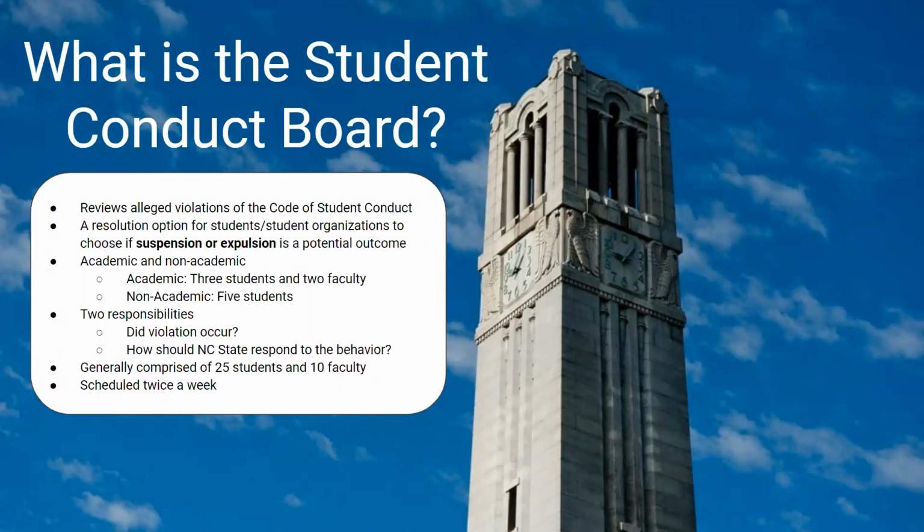Conduct Board members have 2 responsibilities during hearings. First, they must determine if a violation of the Code of Student Conduct occurred based on the information presented. If they determine a student is responsible for a Code of Conduct violation, they must then determine an appropriate response from NC State University. Hearings typically take place on Mondays and Thursdays, starting at 3:30 p.m. and last on average about 3 hours.